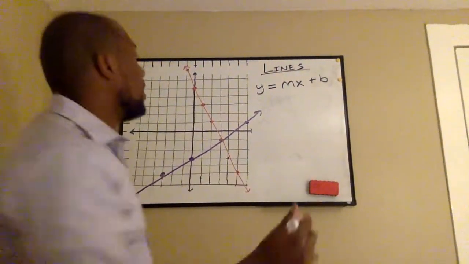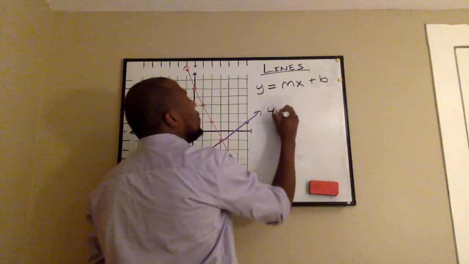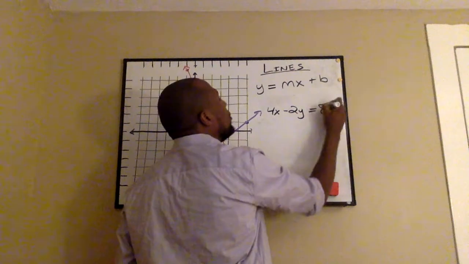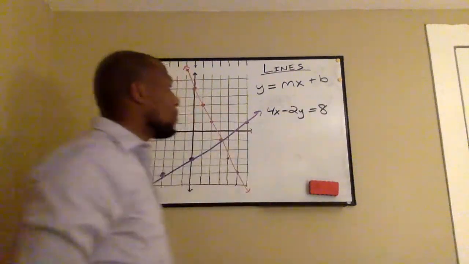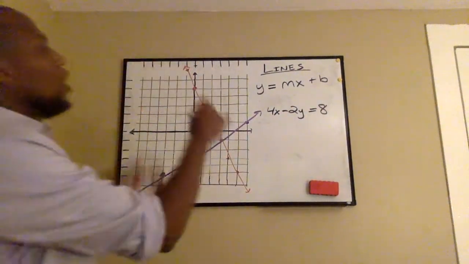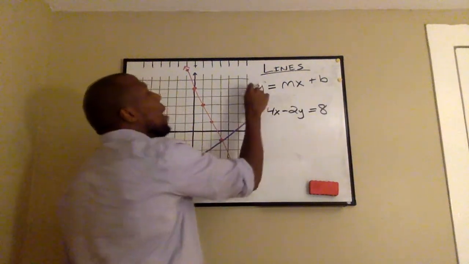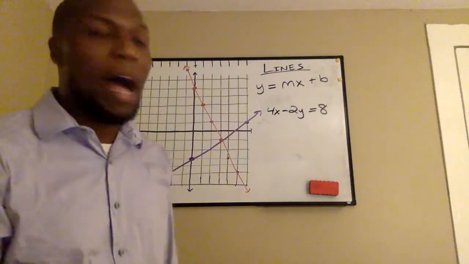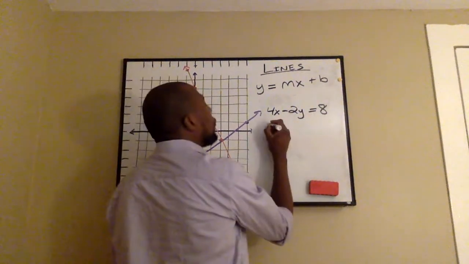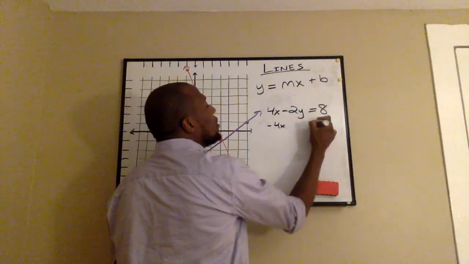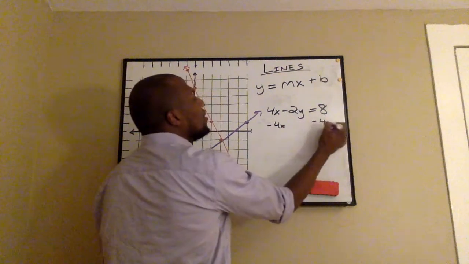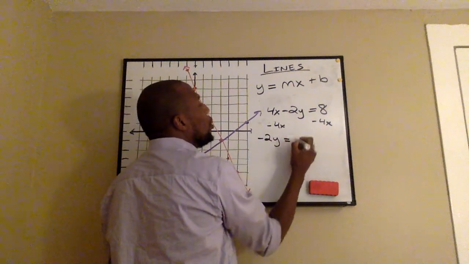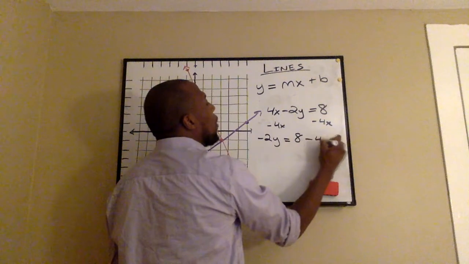Let's say we're given the equation 4x minus 2y is equal to 8. It looks different than this. There's no number that's with the y. So that's our goal. We want to get y completely by itself. I need to first subtract 4x on both sides. That gives us negative 2y is equal to 8 minus 4x.